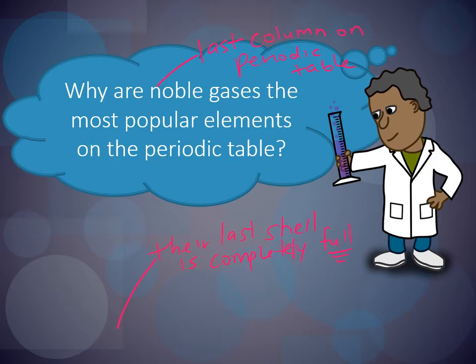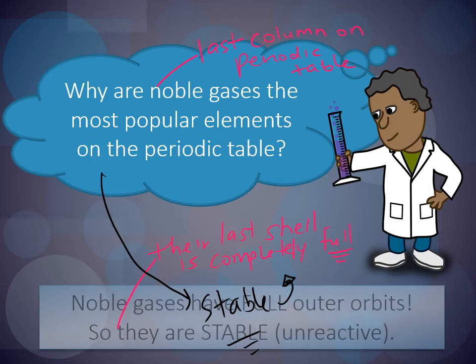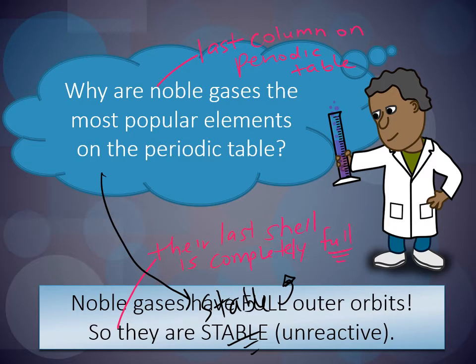And what does that mean? It means that what makes them good is that they are stable. Stable means that their last shell is completely full. They have no room to either gain or lose electrons. So noble gases have outer orbits that are completely full.